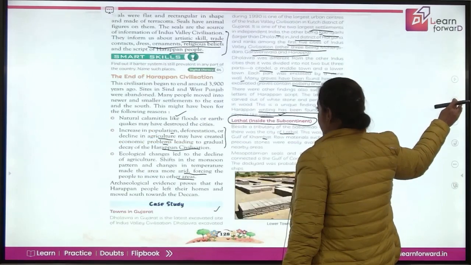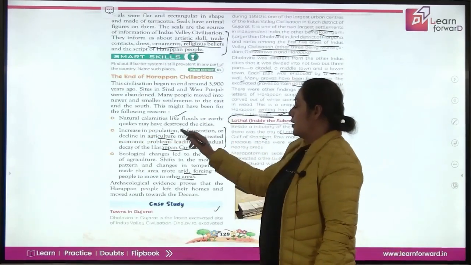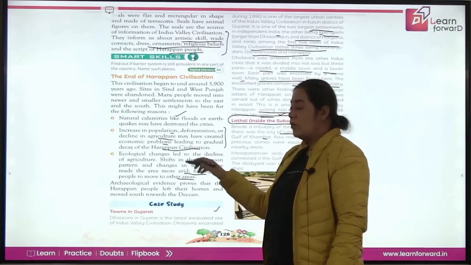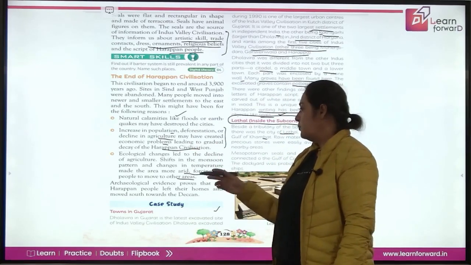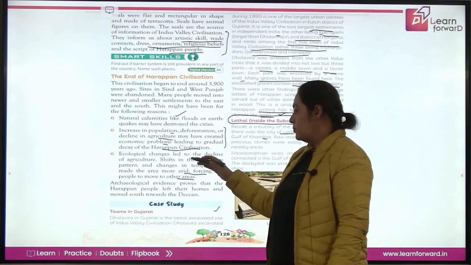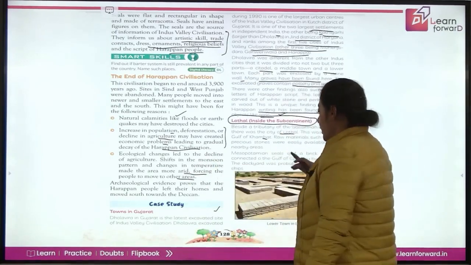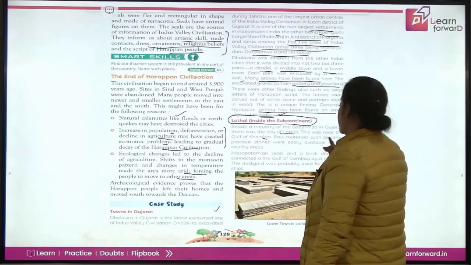So one factor was natural disaster, then increasing population because of deforestation, and climate and agricultural and ecological change, so there was changing atmosphere and changing temperature. People definitely had to move to the next place so that they could settle.